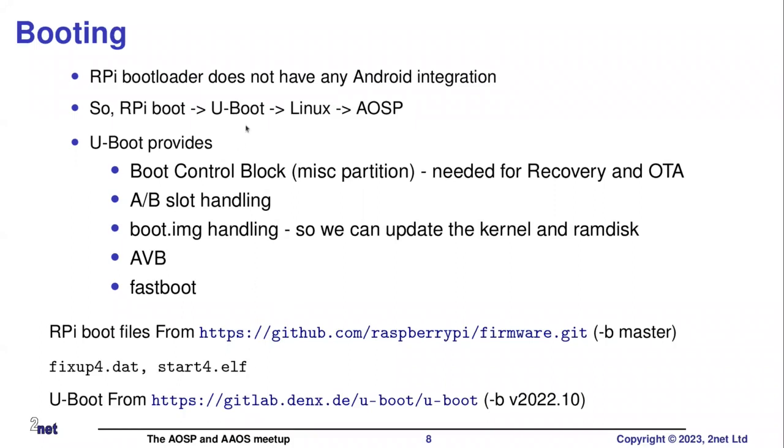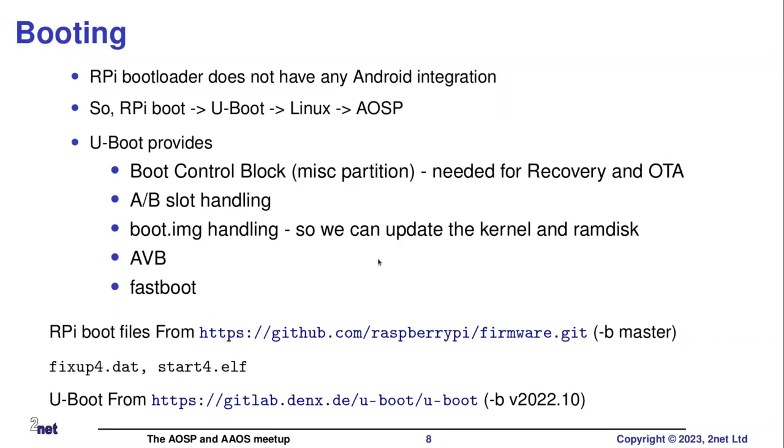But we need a whole bunch of integration to make Android work correctly. Luckily, the U-Boot project does most of this stuff for us. So if we take the standard Raspberry Pi boot files, use that to boot U-Boot, and then U-Boot boots Linux and Linux boots Android, we then should have a pretty good boot environment. U-Boot has support already for the BCB, which we need for recovery and also for doing the over-the-air update integrations. It has stuff for A/B slot handling, so you can tell it to boot from the A slots or the B slots, which is part of the OTA thing.